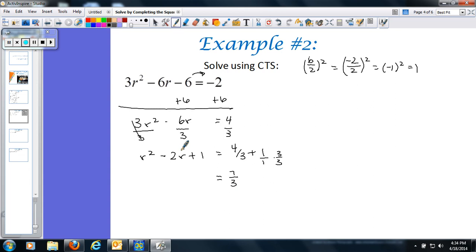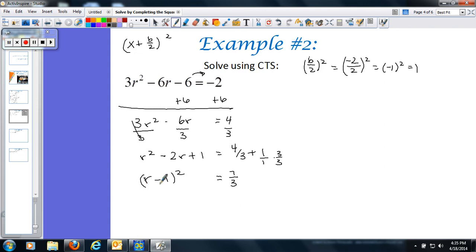Okay. Factor the left side. Okay, so the first thing we did was we moved C to the right side. Second thing we do is we divide by A. Divide everything by A. Third thing, you're going to add B divided by 2 squared to both sides. Fourth thing, simplify the right side. Left side, you're going to factor. And if you remember, it's x plus b over 2 squared. So this is going to be r. The sign is the same as this, so it's minus 1 squared.